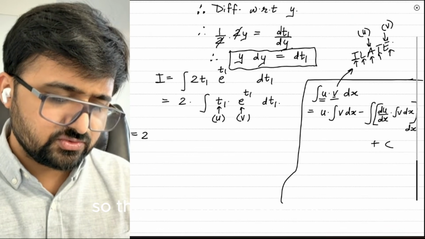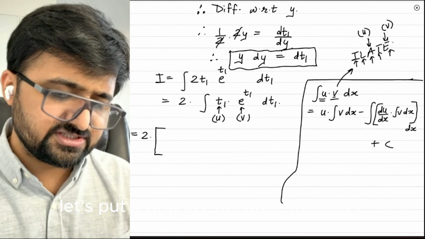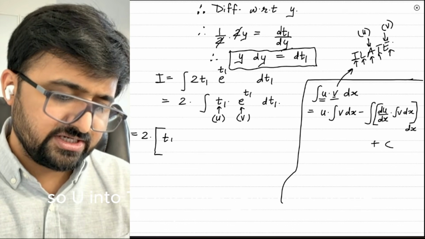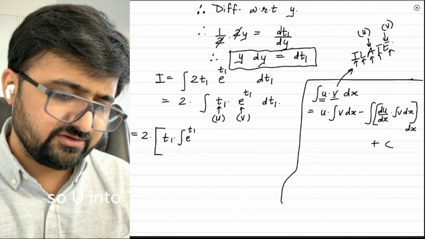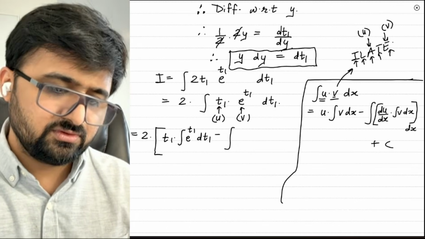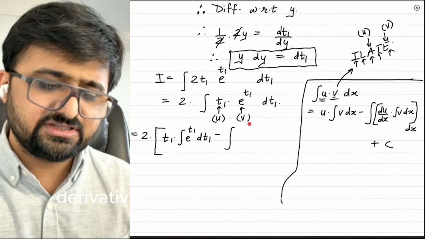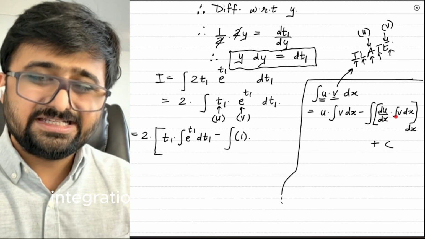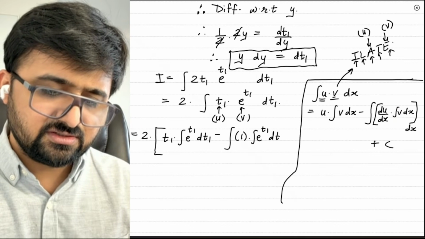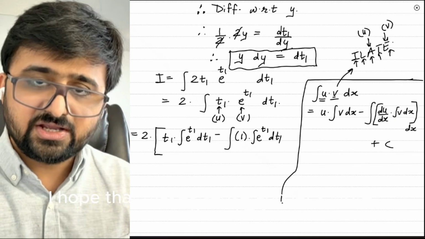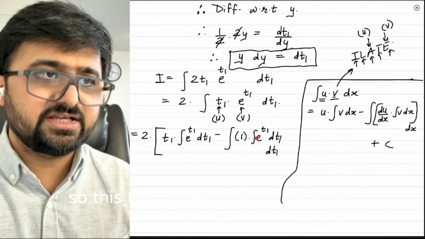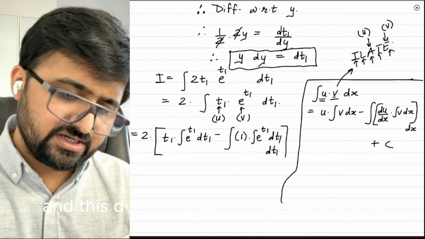So therefore, this is 2 times, let's put a bracket because there is 2, u into integration of v. So u, that is t1, into integration of e to the power t1 dt1, minus integration of derivative of u. Derivative of t1 with respect to t1 is 1. Integration of v is e to the power t1 dt1. Okay, I hope that makes sense. And let's write another dt1. So this dt1 belongs to this small integral and this dt1 belongs to that big integral.